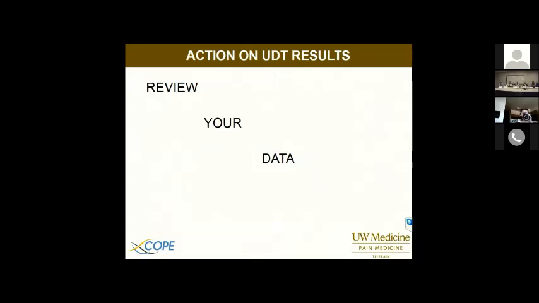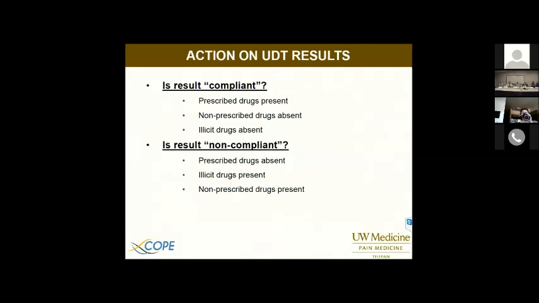So where I'd like to start is review your data. And I start with all the data on what the patient is on, but let's talk about UDT. We really want the first lines. We want compliant, prescribed drugs there, non-prescribed drugs absent, and illicits absent. But what happens when other things happen? What happens when illicits are there or prescribed drugs are absent?